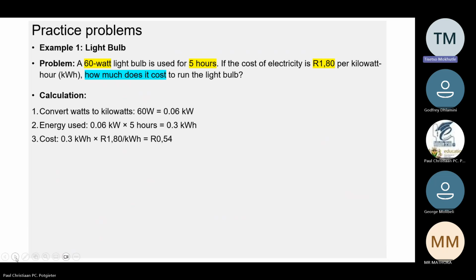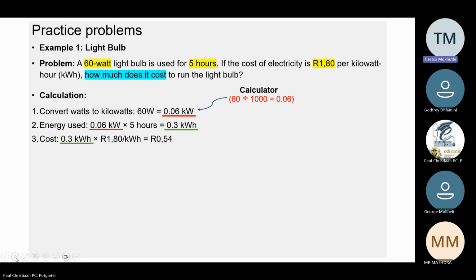Once you get the answer of energy used, you can put it into the cost equation. It says here, cost is equals to 0.3 multiplied by 1 rand 80, which is 1 kilowatt, which is equals to 0.54 of a rand, which is 54 cents. Okay, all those colors are just indicating to you what is important.